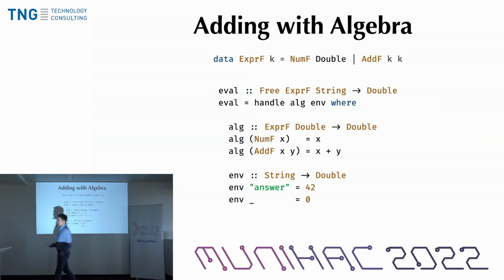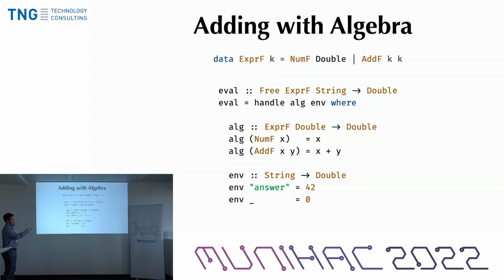So let's have a look at how we add with algebra. So here is the expression f that we had earlier on. And then what does the eval function look like? It's this thing with an algebra and some kind of environment. Now, the env, remember, is the thing that transforms the leaves of our tree into the domain that we're interpreting in. So in this world, we're going to turn it into doubles. And let's say that our leaves are strings. So they're going to be variables, things like the variable x or the variable y or something like this. And so maybe the answer variable is always 42 and everything else is 0 in this tree. That's the way you might want to assign your environment.